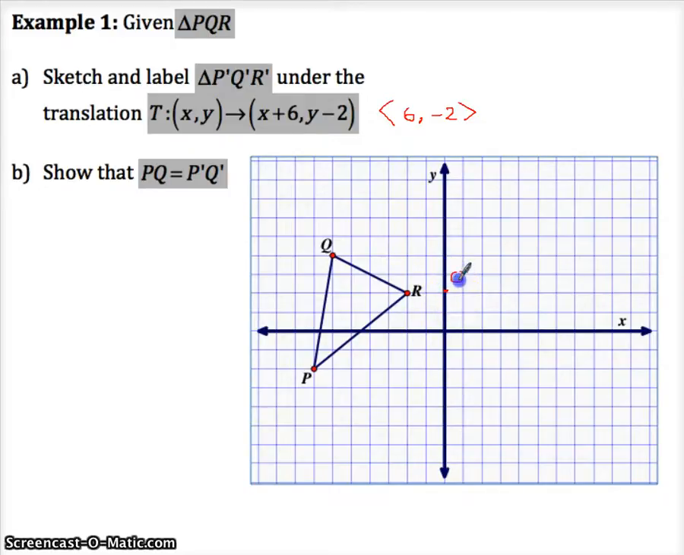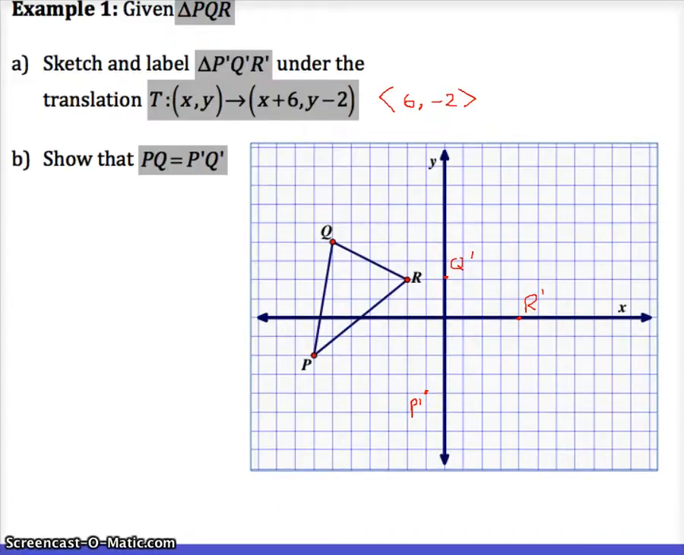So Q prime's going to be right there. I'm really not even thinking about numbers, I'm just going to take this trip. R goes 6 over this way and 2 down, and that's R prime. And P goes 6 over this way and 2 down, and so there's P prime. And to make the triangle, what I should really do is connect the dots. And I can do that now because I've done all the corners of a triangle. And hopefully you learned that in the last lesson, but that's enough to do that.